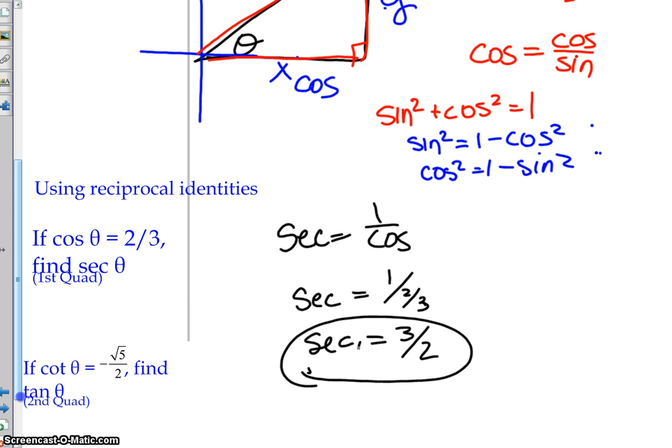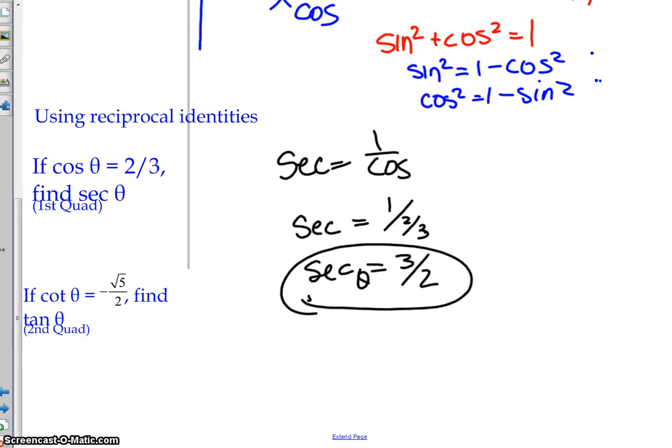A lot of you probably could have told me that just on your own. Same idea, cotangent and tangent here.